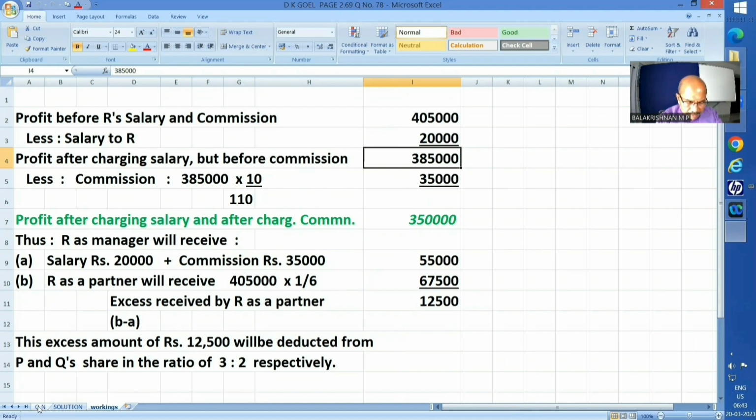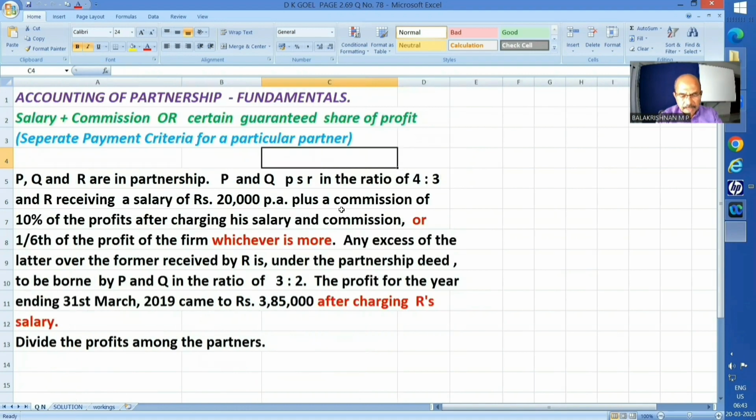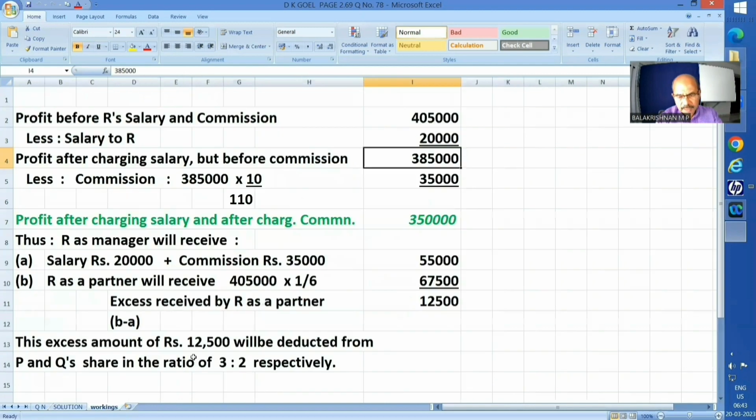Now, what is the commission criteria? Plus a commission of 10% of the profits after charging his salary and commission. Yes, after charging his salary and commission. The profit after charging salary, but before commission, is 3,85,000. We know in such circumstances what we will do. Before commission means rate upon 100 plus rate. So 10 upon 110. So 3,85,000 into 10 upon 110. That works out to be 35,000, which will be his commission.